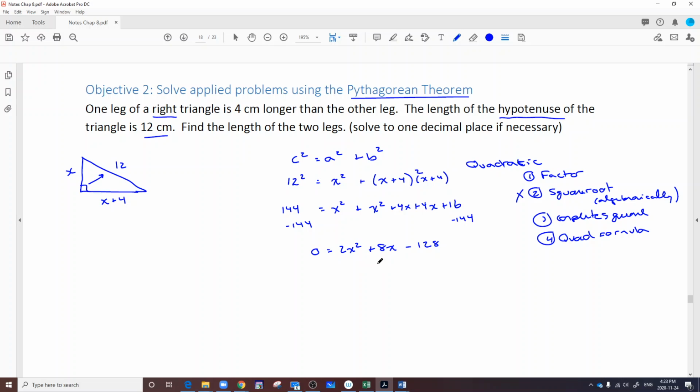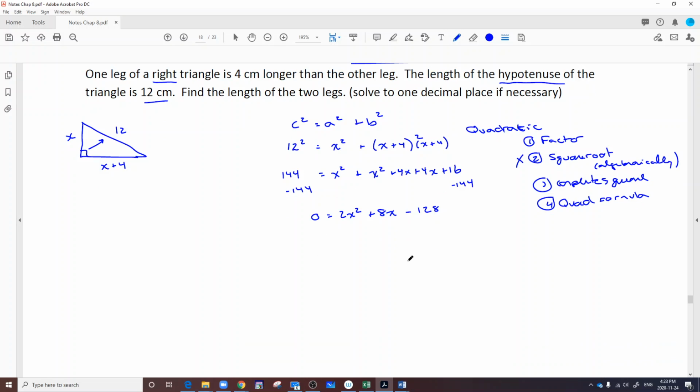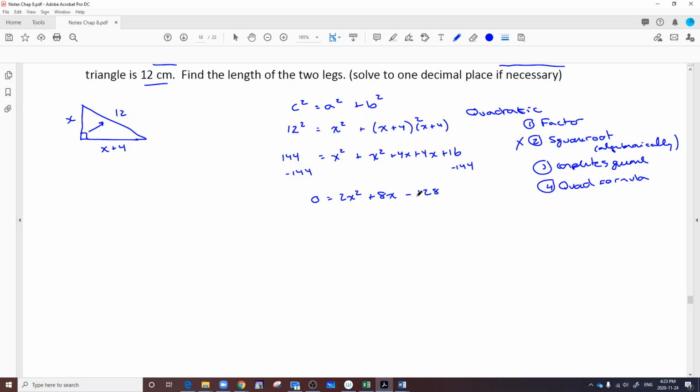Now you're left with a quadratic equation. You could try to factor this. Now before you do, no matter what method you choose, I highly recommend you notice the greatest common factor of 2. So I'm going to pull a 2 out of here and I'm left with x squared plus 4x minus 64. Now if you're going to find the vertex, you do need to keep this 2.